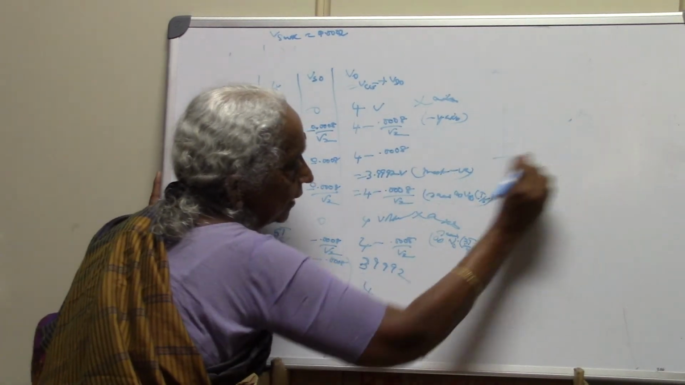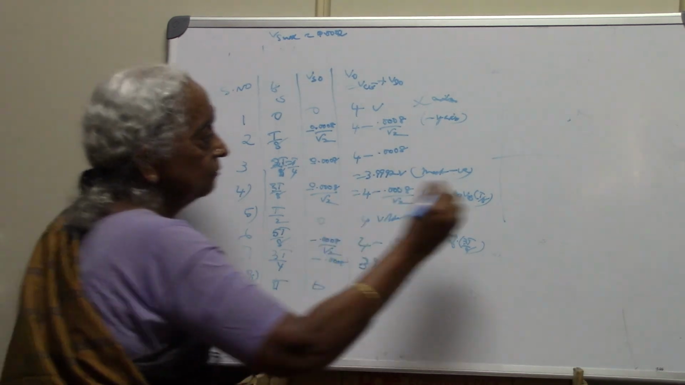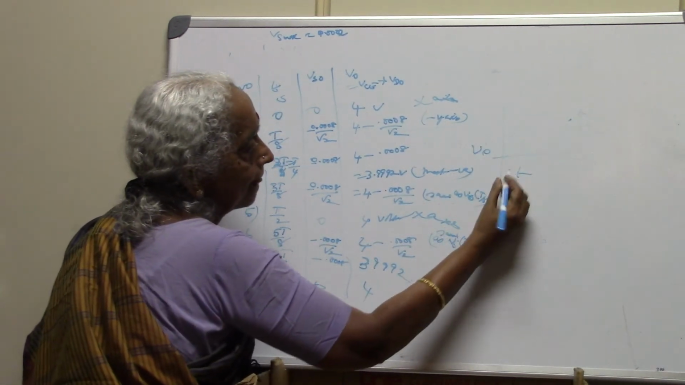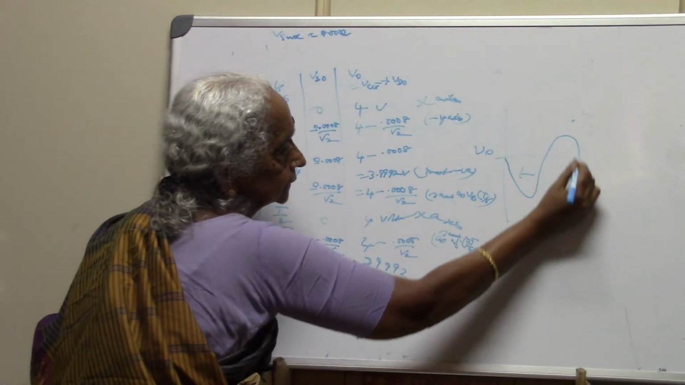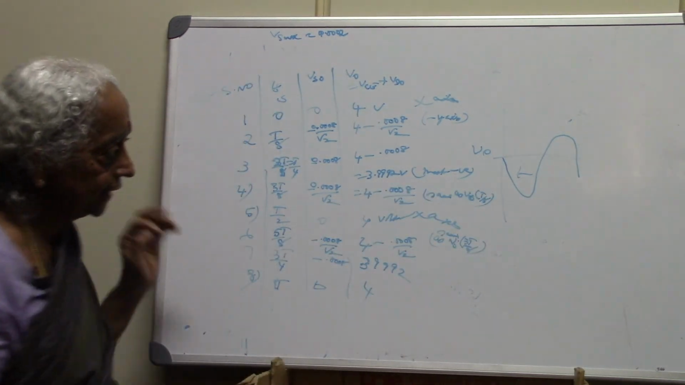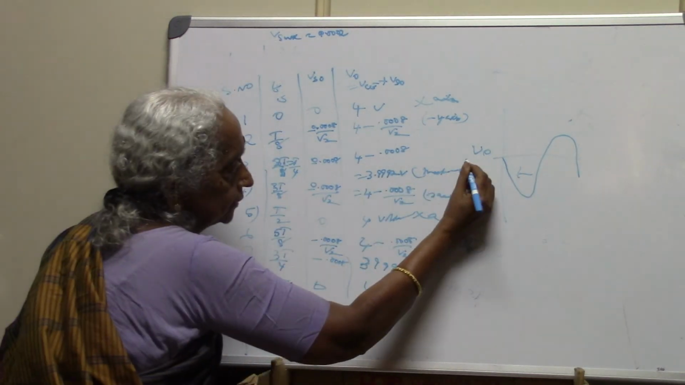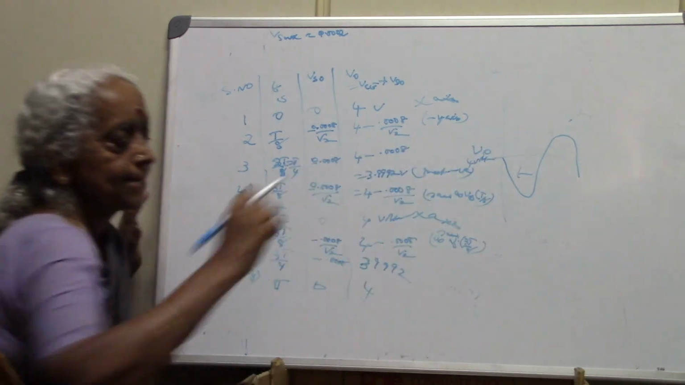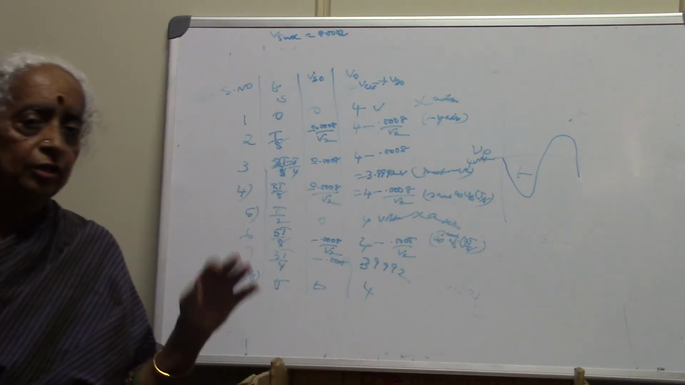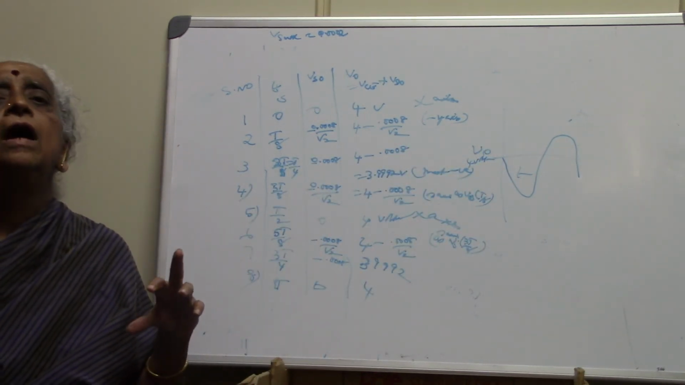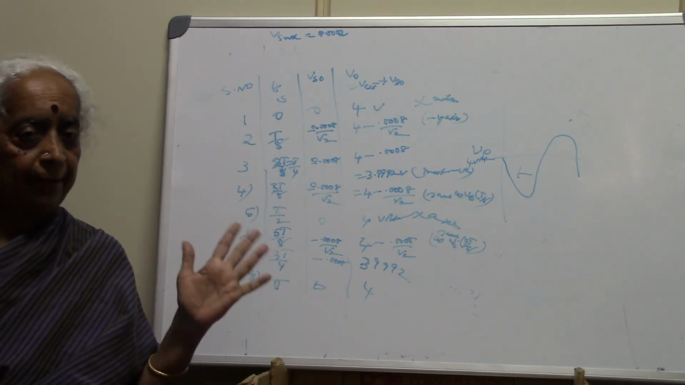So if you draw a graph between T and VO, it will be like this. It will be a negative one, with 4 volt as the mean line. So the output will be out of phase with respect to the input by pi.